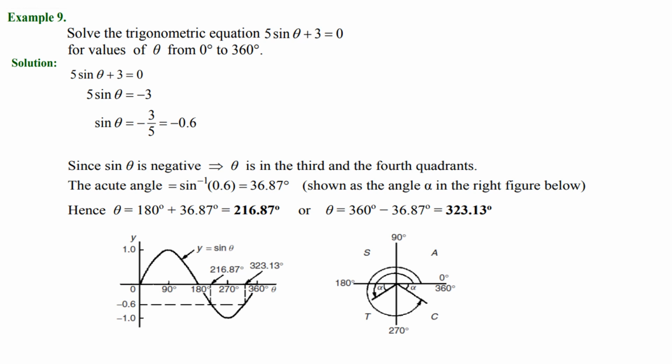So next we have solving the trigonometric equation for values of theta from 0 degree to 360 degree. And for this one, we have to remember the important thing in the quadrants. The first quadrant is 0 to 90 degree, and all the trigonometric ratios are positive in the first quadrant.